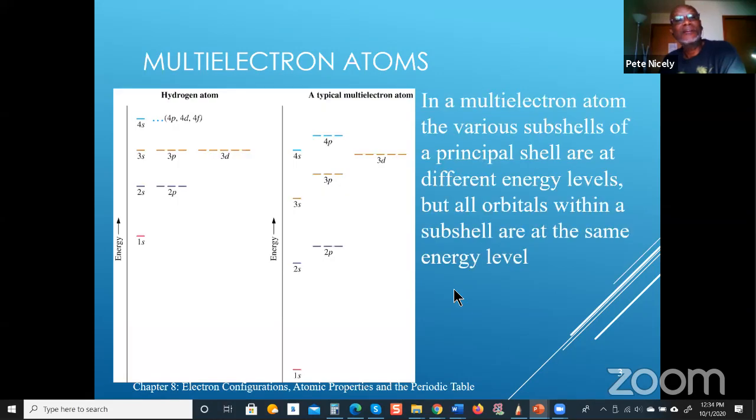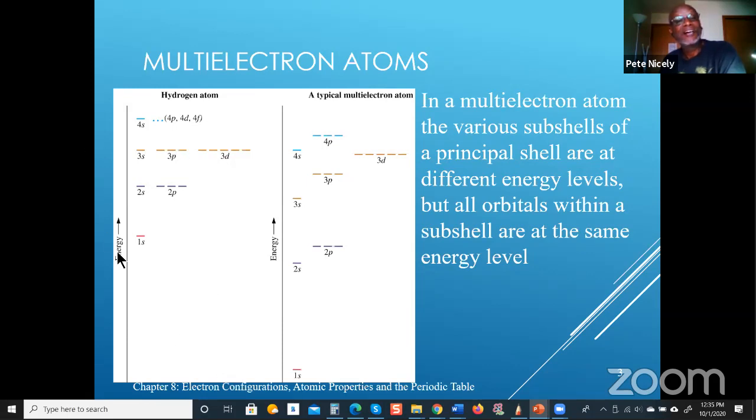Now, if you compare the hydrogen atom in terms of the energies of the shells and subshells side by side to the typical multi-electron atom, you'll see some significant differences. In fact, there are two major differences. The first difference is that on average, all these shells here, in the case of the hydrogen atom, would be closer to the nucleus compared to when you look at the multi-electron atom compared to the hydrogen atom.